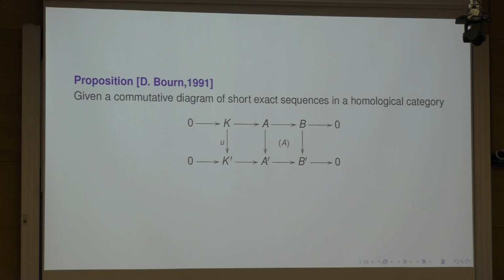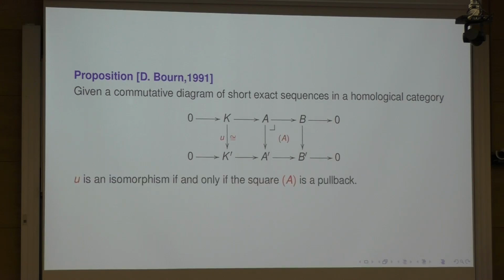Now, an important proposition of Dominique Bourn that we shall use in the only proof I will give during my talk is the following. If you have a commutative diagram like this one in a homological category, then the square A will be a pullback precisely when the restriction to the kernels is an isomorphism. And this has also given opportunity to give an alternative definition of protomodular category.